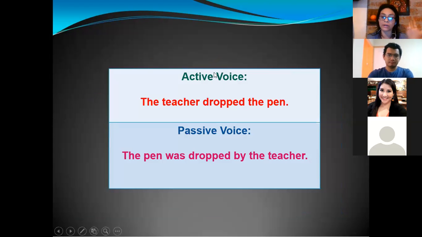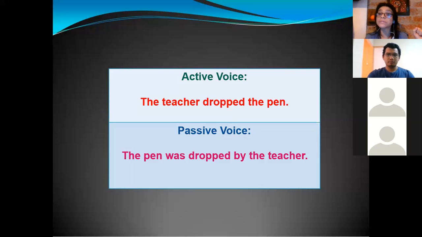So here we have, just reviewing, active voice, remember: the teacher dropped the pen. Passive voice: the pen was dropped by the teacher. Am I saying the same idea? Is this the same idea happening? Am I conveying the same meaning? In sentence number one and in sentence number two, am I saying exactly the same thing? Yeah, I am saying exactly the same thing, but in a different way. All right, so that's the idea. It's like when you say 8 times 2 or 2 times 8, it is the same result.